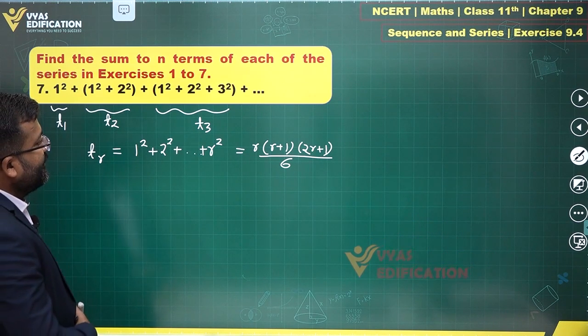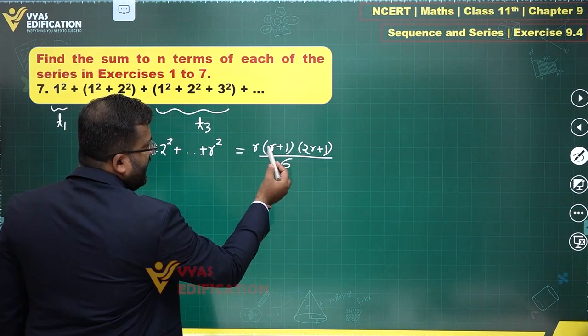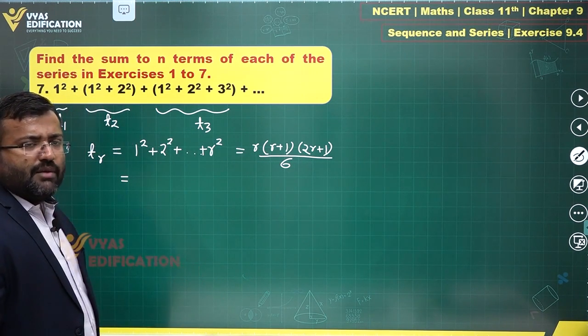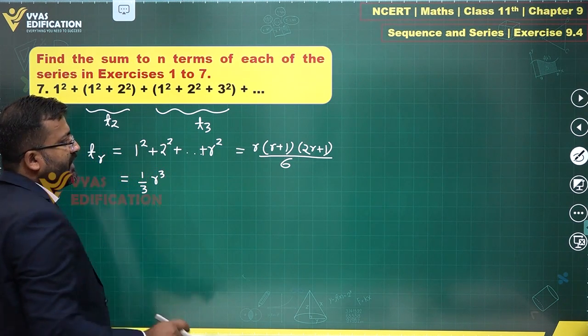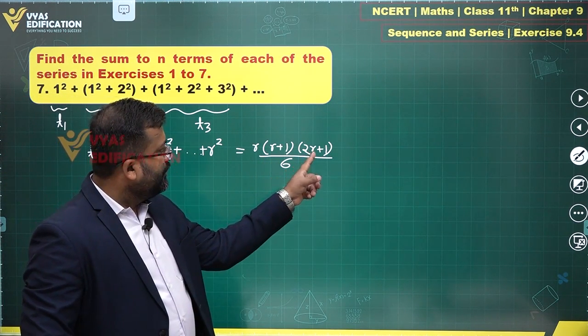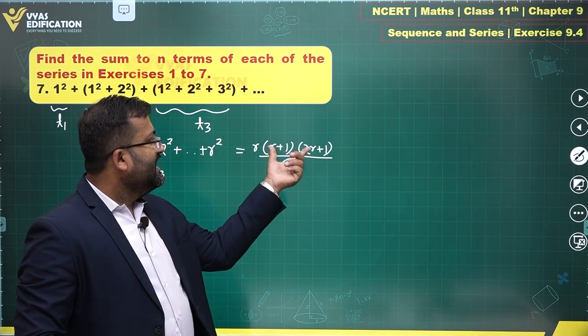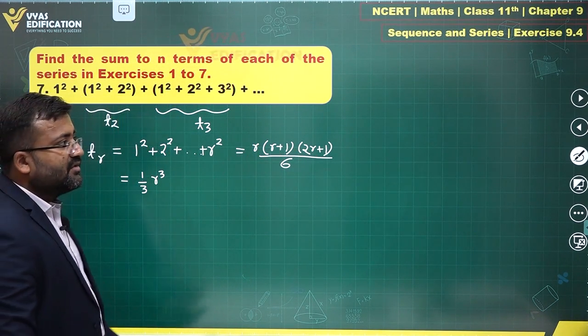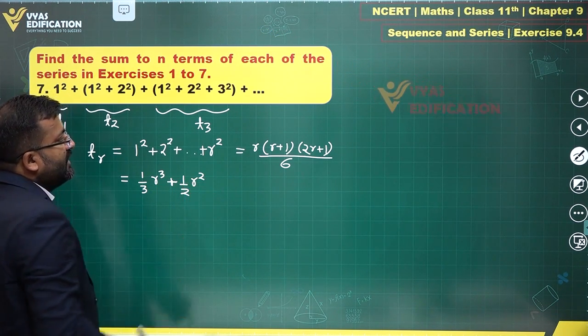Yes, yes. What will I do? Let's multiply them together. 2r into r into r is 2r power 3 upon 6, which will be 1 by 3 r power 3. Multiply these two, you get 2r square, which is already taken care of. Next you get 2r plus r, 3r. 3r into r is 3r square upon 6, which is 1 by 2 r square.